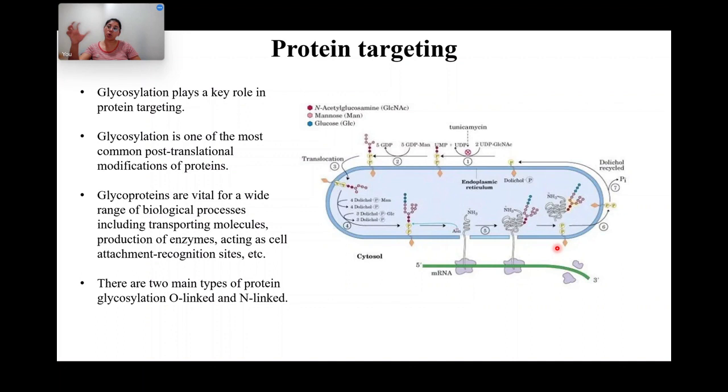Like I mentioned, if they're properly folded, they are transferred to the Golgi, and the Golgi again does the same step to check whether they are properly folded or not. If folded, they're transported further to the cytoplasmic side, but if not, they are sent back to the endoplasmic reticulum to carry forward this reaction if possible, or they are tagged for lysis.